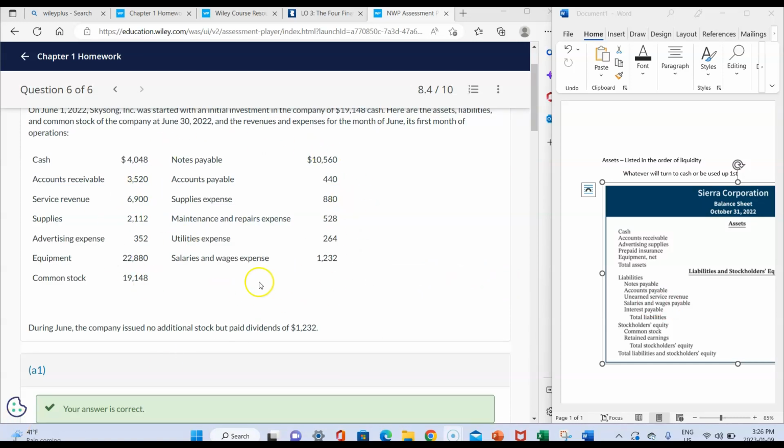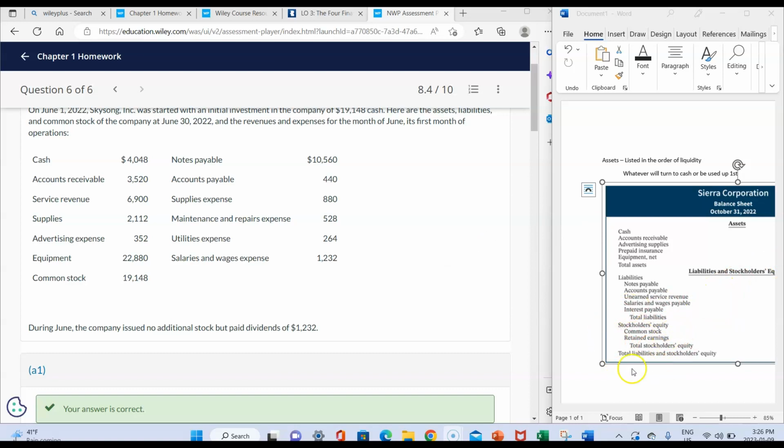So here we are up in the data. We're looking for anything that ends in the word payable. These are going to be our two liabilities. This particular example doesn't have any unearned revenue, but if it did, it would definitely be listed in the liability section. So for this chapter, Wiley Plus isn't as worried about the order of your liabilities. Usually they are listed in order of what will be paid off first. So that's kind of the rule of thumb for our liabilities.